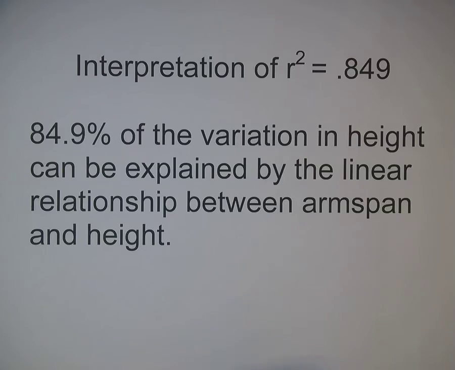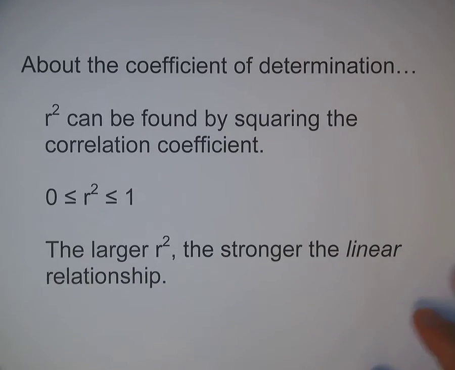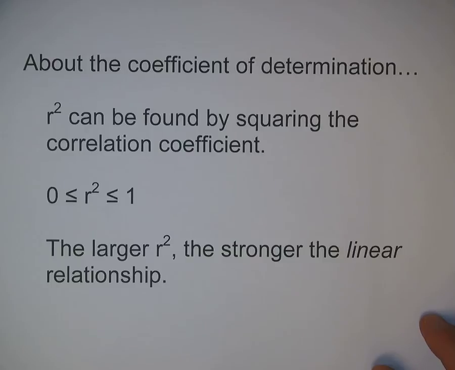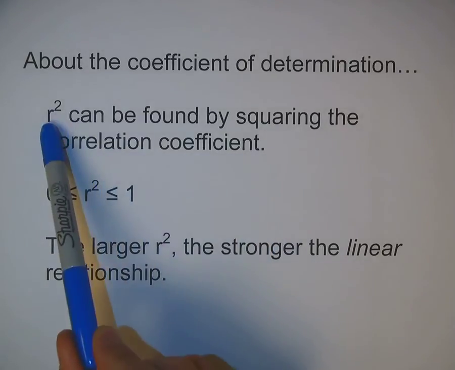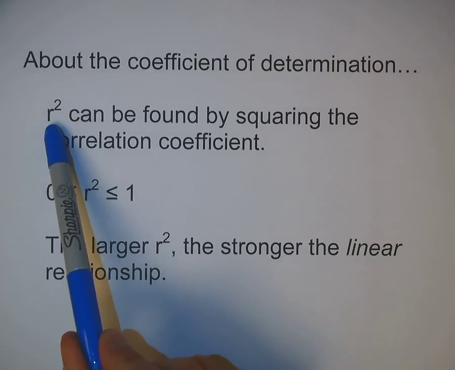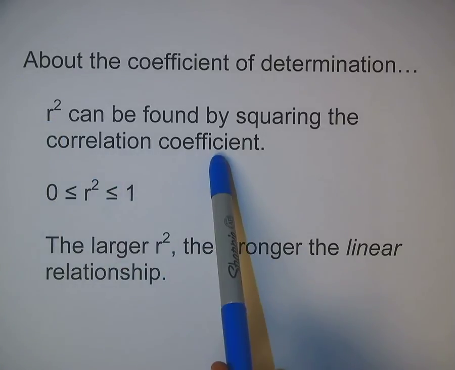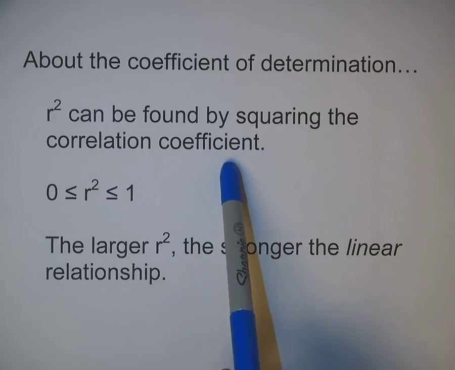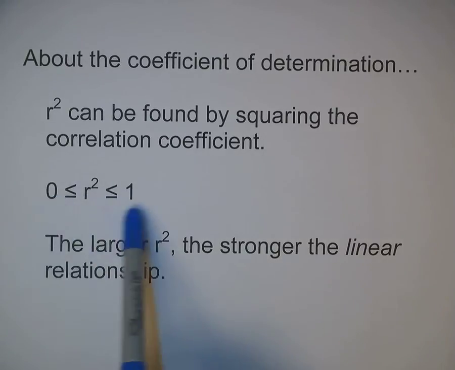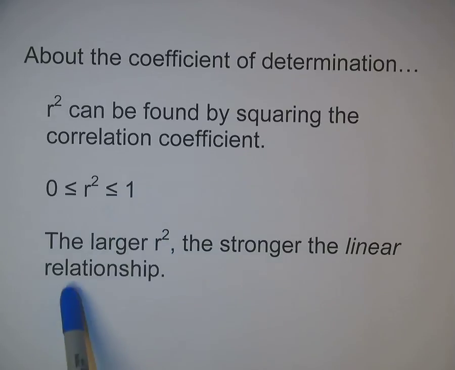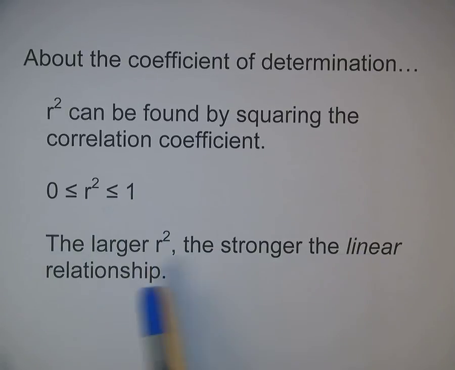A couple things about R squared, or the coefficient of determination: it can be found by squaring the correlation coefficient. You can also get the correlation coefficient by square rooting R squared. The only issue is that the correlation coefficient can be both positive and negative, so you'll have to look at the scatter plot to see if it's going to be a positive or negative value of R. Because R squared is a squared value, it can only be between 0 and 1. And the larger R squared, the stronger the linear relationship.